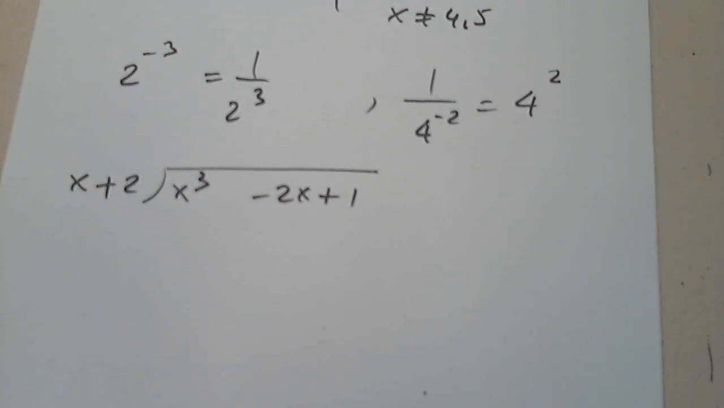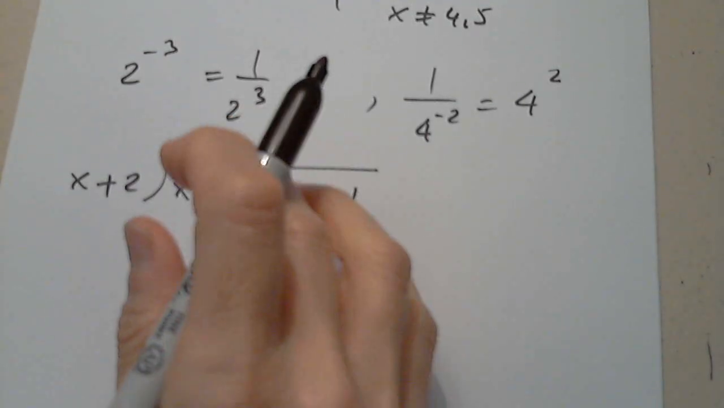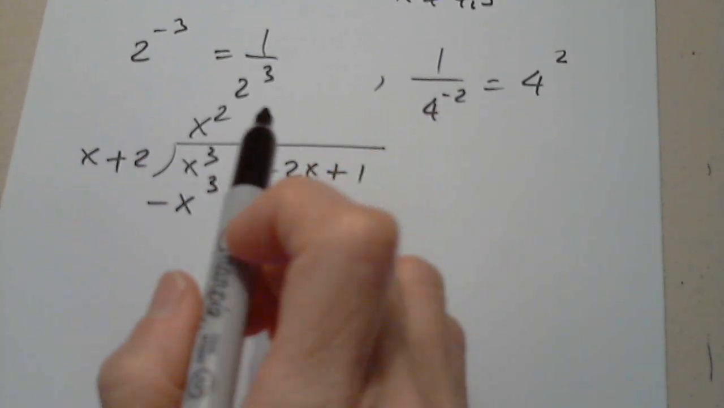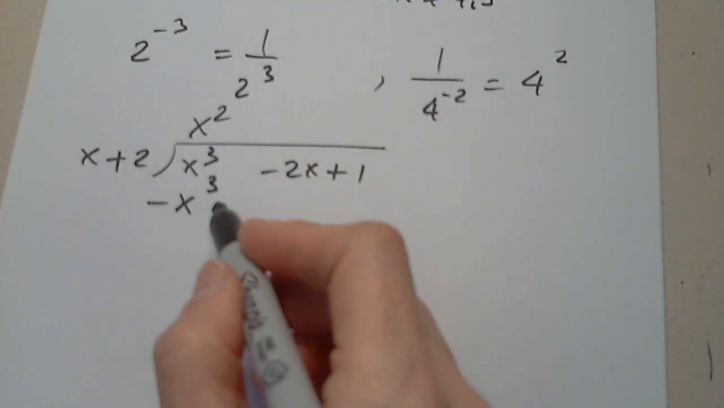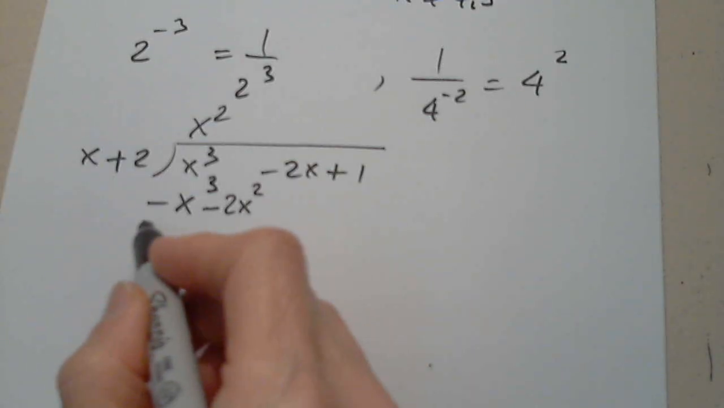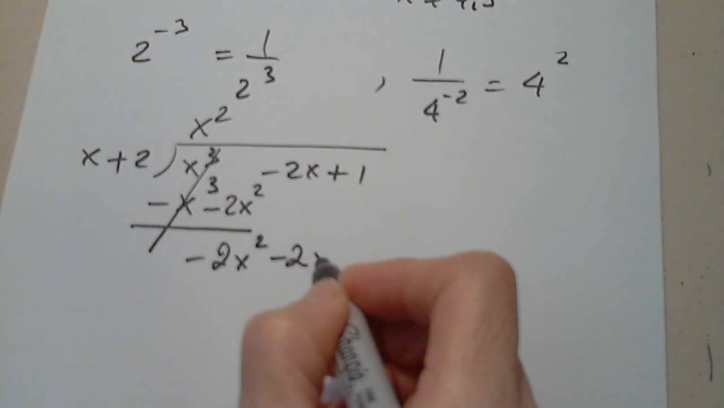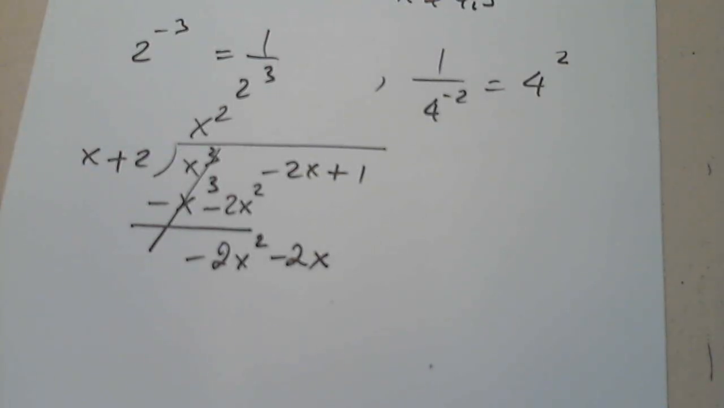And that will be x squared. X squared times x is x cubed, but I have to write the opposite. X squared times 2 is 2x squared, but I have to write the opposite. Always write the opposite, because I'm not adding, I'm subtracting.